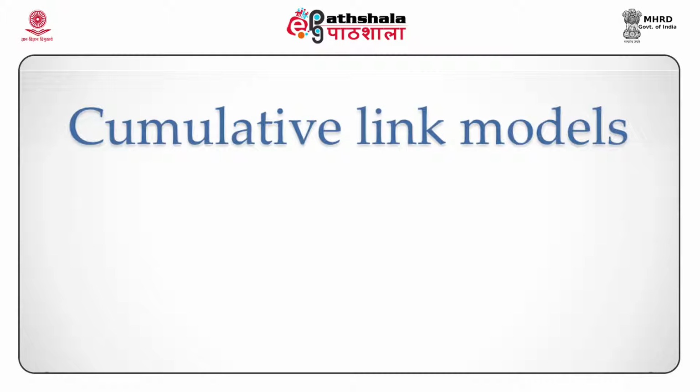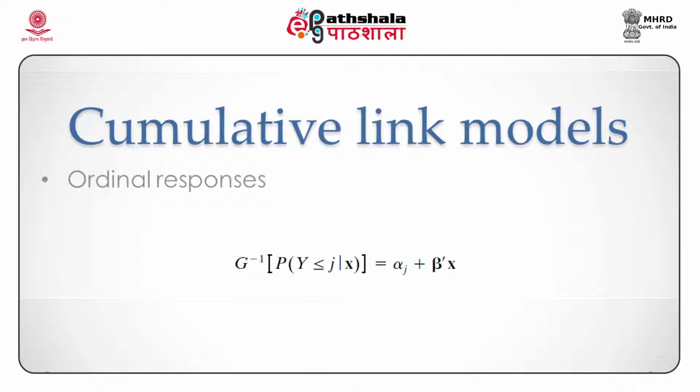There are some alternative cumulative link models. Note that our specification is g inverse of probability y less than or equal to j given x is equal to alpha j plus beta prime x, where g can be any monotonic function lying between 0 and 1. So the cumulative log-log link specifies that log of minus log of 1 minus probability y less than or equal to j given x is equal to alpha j plus beta prime x.